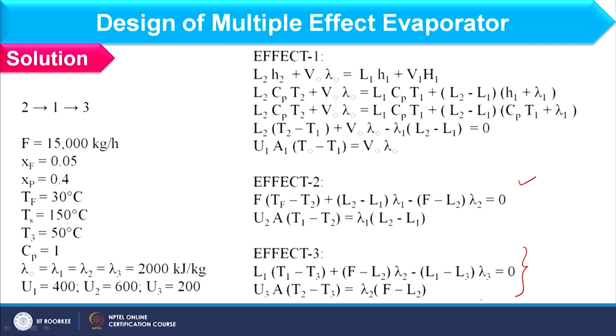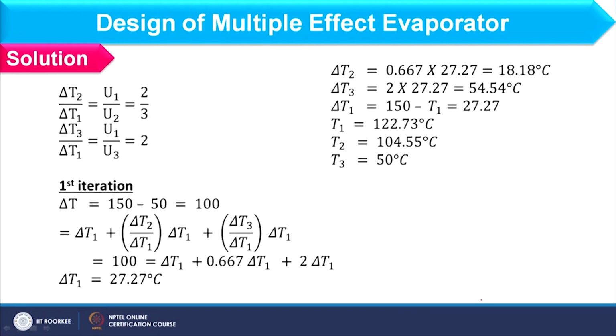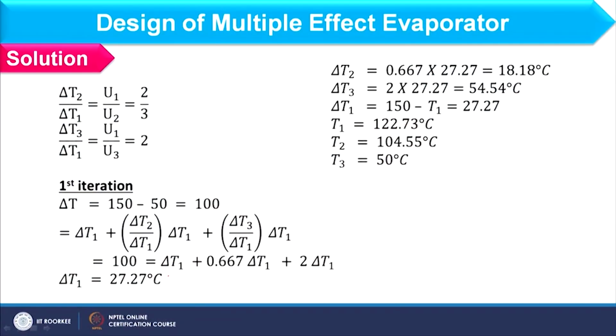So, let us quickly cover the solution of this. We again have to find the temperature of each effect. T3 temperature is known to you. Let us see the temperatures of the first and second effect considering equal heat transfer in each effect, as we have discussed in the previous example. I am not going into detail of that, just see how the values can be obtained. Delta T1 we can obtain as 27.27 degrees Celsius, delta T2 18.18 and delta T3 54.54. So, T1, T2 and T3 you can find accordingly.